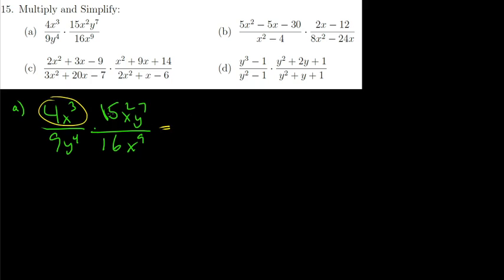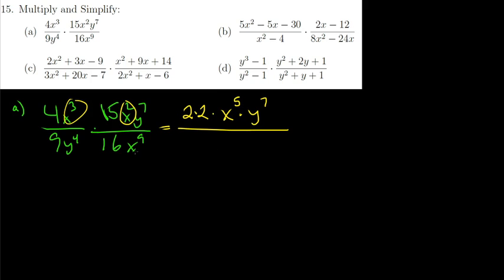So let's start with 4x cubed. That's just 2 times 2. And then x cubed times x squared is really just x to the 5 times y to the 7. What about the denominator? 9 is 3 times 3. 16 is 4 times 4. But be careful, 4 is not a prime number. 4 is 2 times 2. So it's really 2 times 2 times 2 times 2. And then we have x to the 9 and y to the 4.